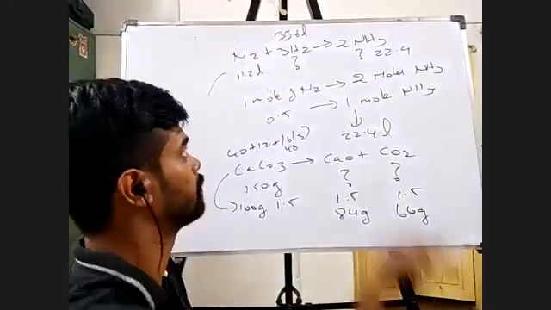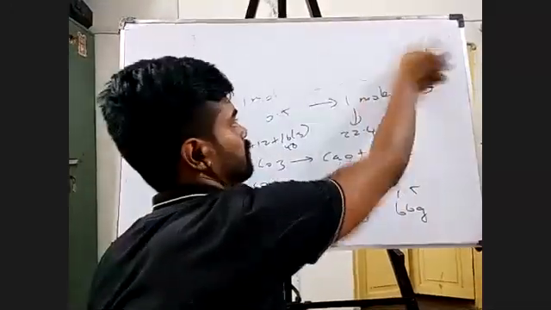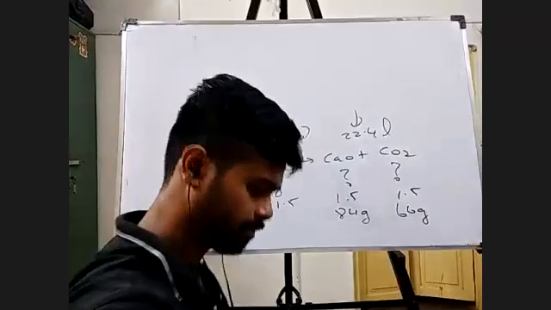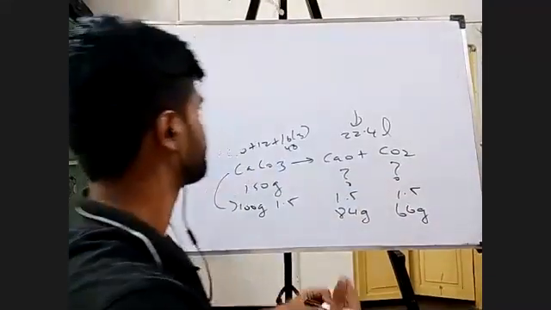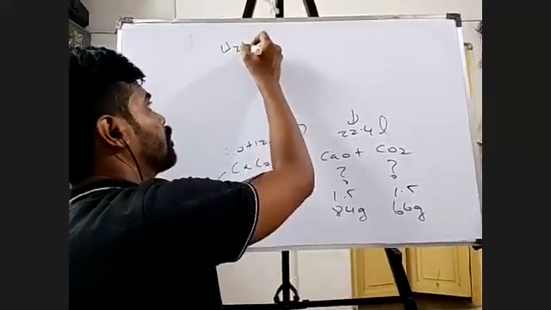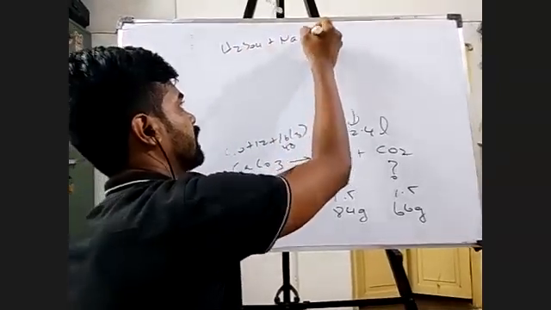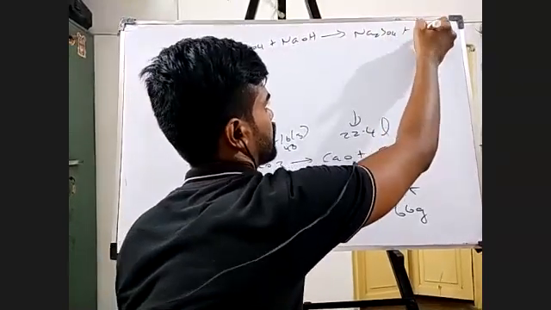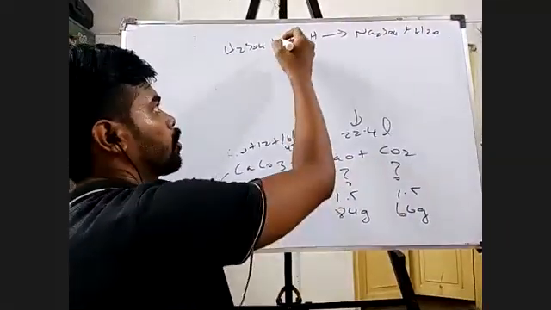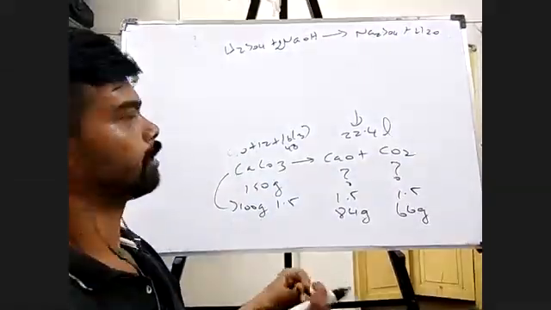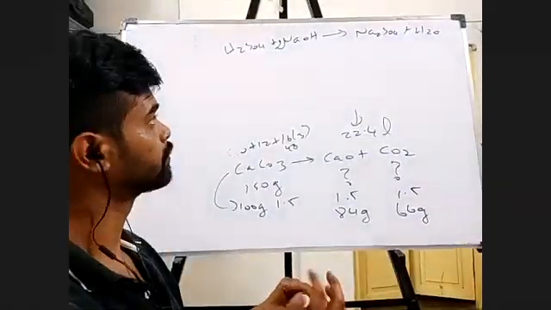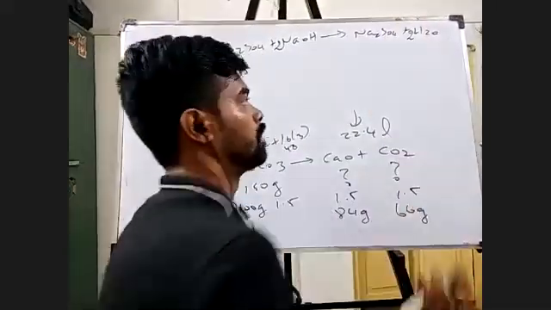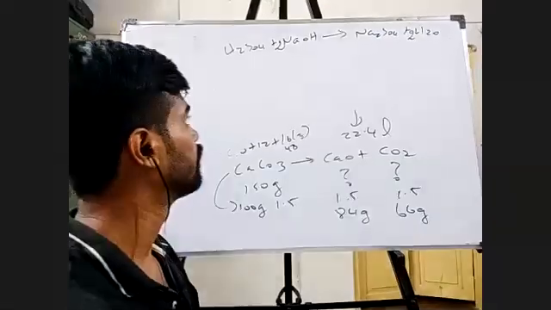Okay, we'll do one more problem. Say I have H2SO4 reacting with NaOH to form Na2SO4 plus H2O. Say I require 2 moles of NaOH for me to get a balanced equation, and I require 2 moles of H2O. Okay, no problem. Right, fine.